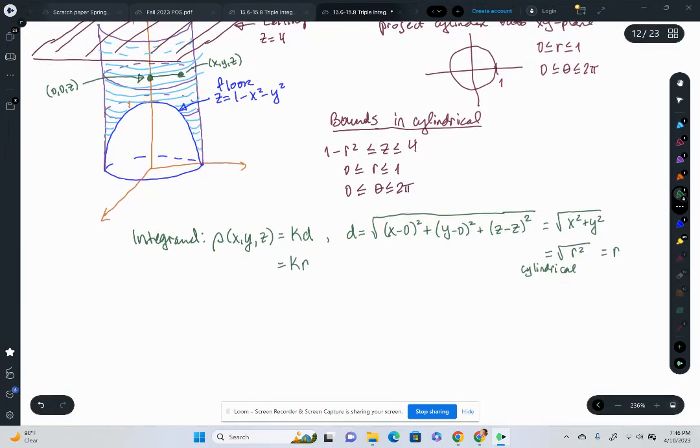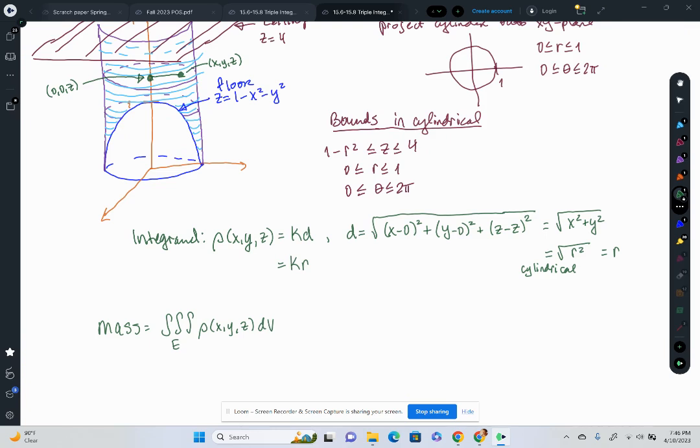All right, we were told a long time ago that mass is equal to the however many integrals we need, and in this case, it's going to be a triple integral of rho of x, y, z dv. We have all of our bounds. We have our density function. We know that dv is equal to r dz dr d theta. So let's just put everything in.